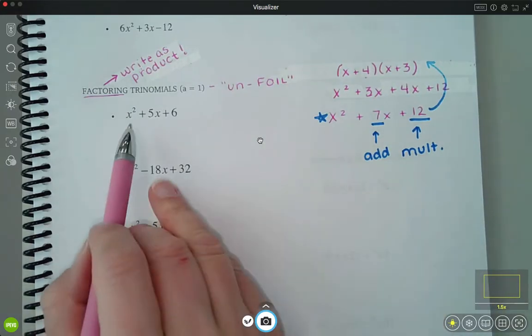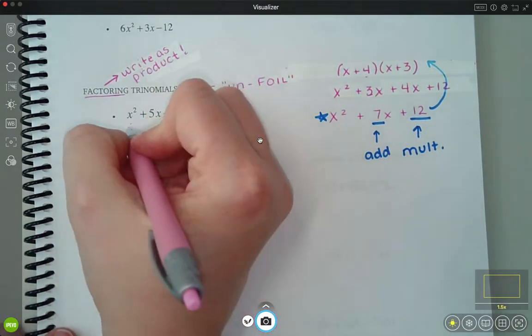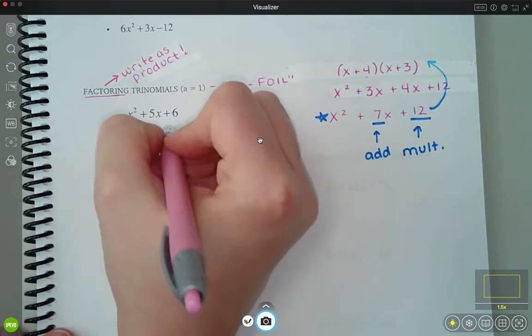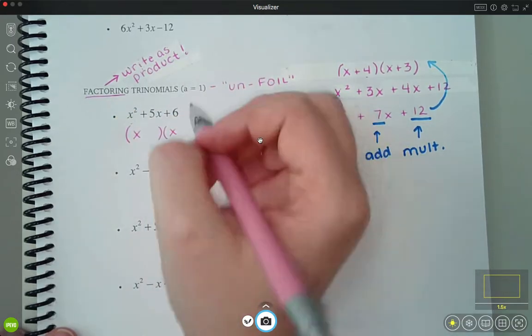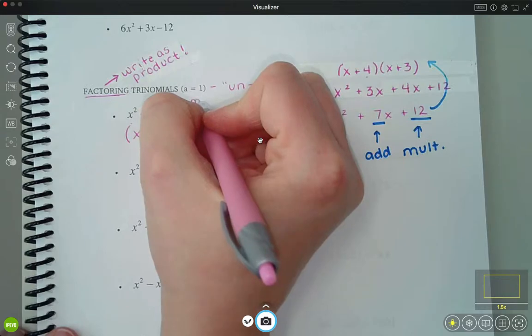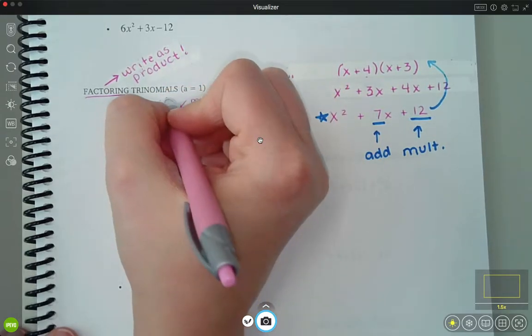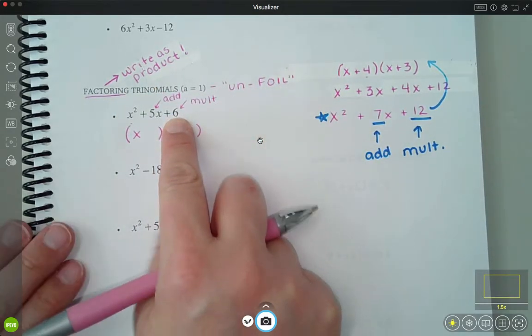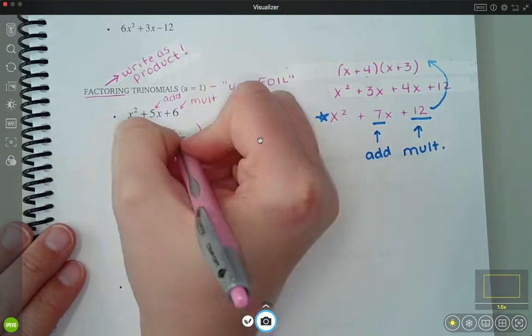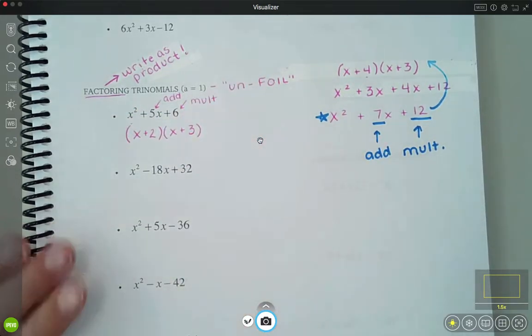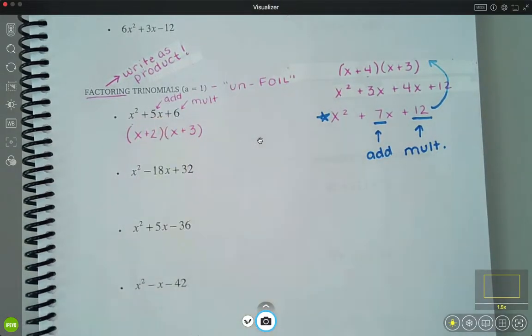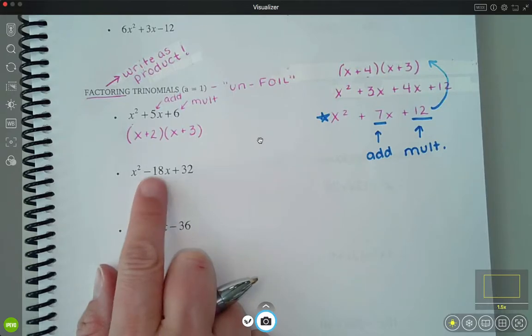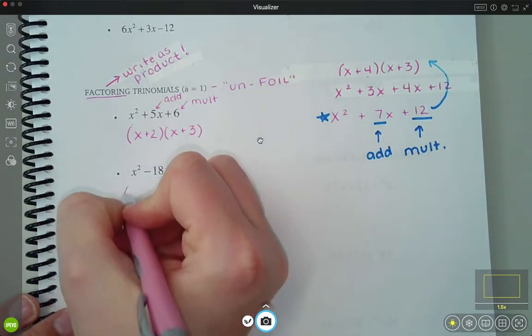Okay, so when I look at this first one, x squared plus 5x plus 6, I'm going to set myself up like this, x and x. And I am looking for numbers that multiply to make 6 and add to make 5. Usually I start by thinking about this number. So what multiplies to make 6? Well, 2 and 3 would work, and those also add to make 5 in the middle. So if I FOILed that back together, I'd be back at x squared plus 5x plus 6. Okay, that's it. So then for this next one, now we're going to talk about this negative sign, but we start out the same way. So we know it's going to be x and x.